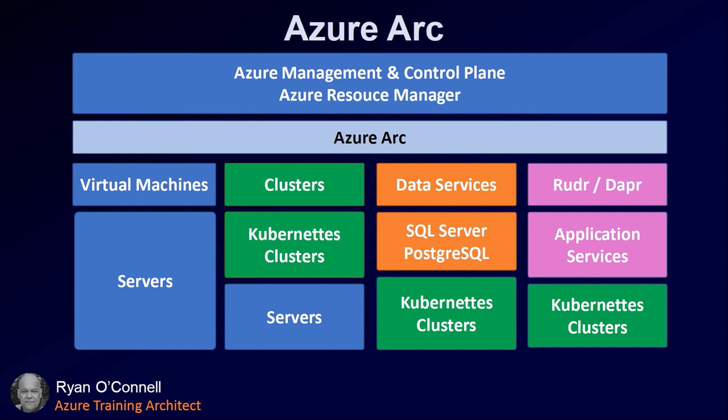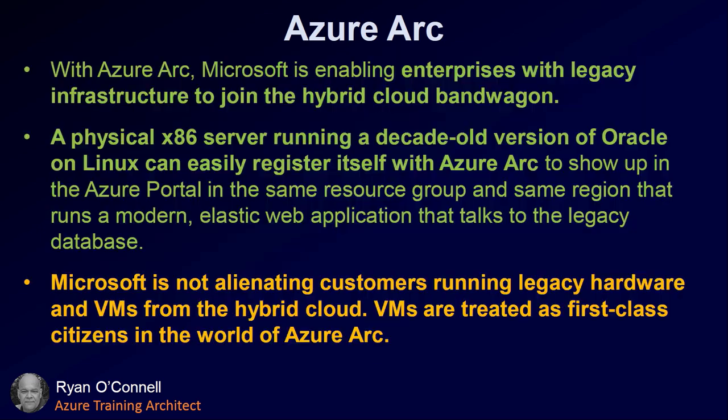As you can see from this Azure Arc diagram, we have the Azure Management Control Plane or Resource Manager. We then have Arc, and of course you've got your virtual machines, servers, Kubernetes clusters, data services, SQL Server, PostgreSQL, Kubernetes, and application services, and other Kubernetes clusters. Again, these can all be brought in to Azure Arc.